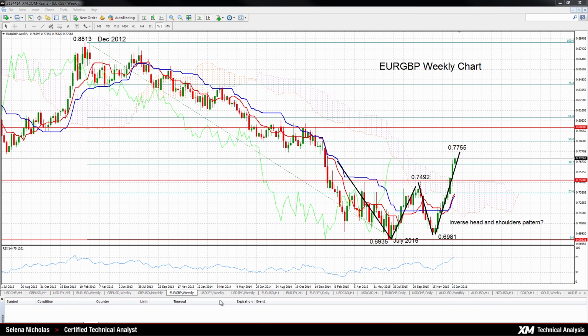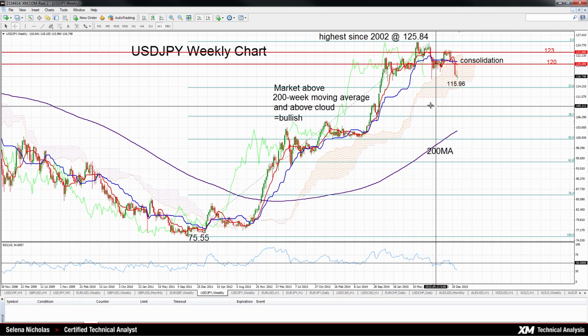Now let's take a look at USDJPY on the weekly chart. You can see USDJPY failed to hold above the key 120 level and breached this level at the start of this year, and prices have fallen below the 116 level briefly today to a low of 115.96. The underlying outlook is bearish, and there is scope for deeper falls.